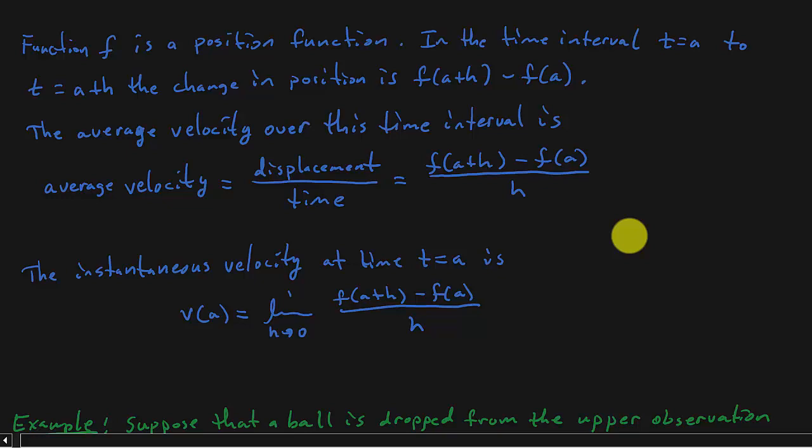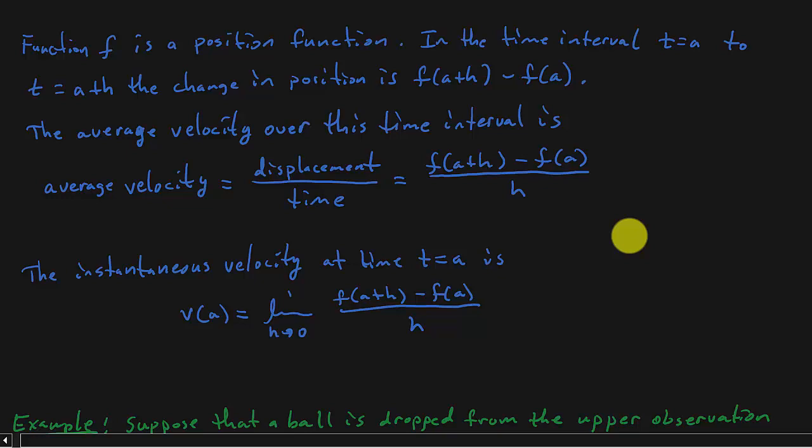Okay, so that tells us where an object is at any particular time. So in the time interval t equals a to t equals a plus h, the change in position is f of a plus h minus f of a. Okay, so that makes sense. The y coordinate is going to give you where your position is, so if you subtract those, that's the change in your position.